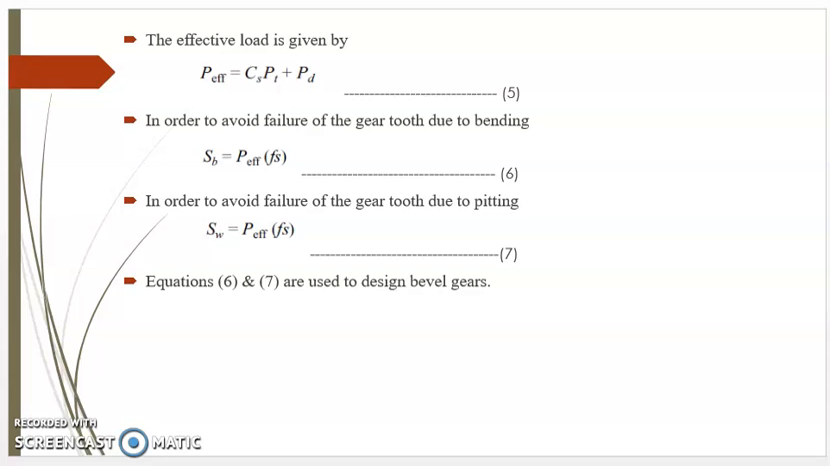The effective load is given by P effective = Cs Pt + Pd, equation 5. In order to avoid failure of the gear tooth due to bending, Sb is equal to P effective into factor of safety, equation 6. In order to avoid failure of the gear tooth due to pitting, Sw is equal to P effective into factor of safety, equation 7. Equation 6 and 7 are used to design bevel gears.